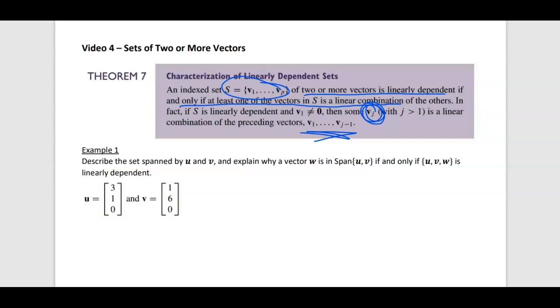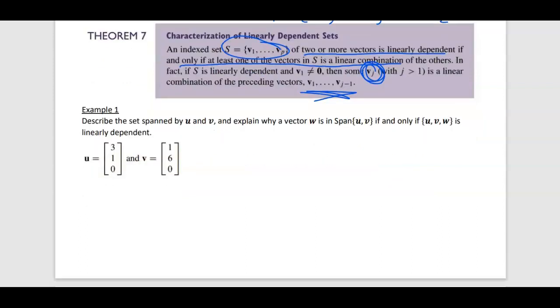So if you ended up finding out that V3 was equal to 3 times V2, then you would have a linearly dependent set of vectors between V1, V2, and V3, because V3 is linearly dependent on V2. It's a multiple of it. So let's look at this example. We're going to do a little bit of a proof explanation on this one.